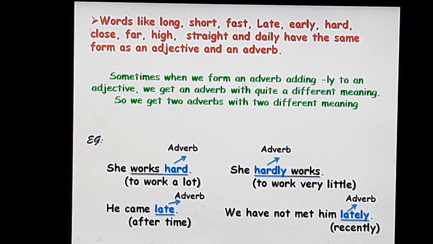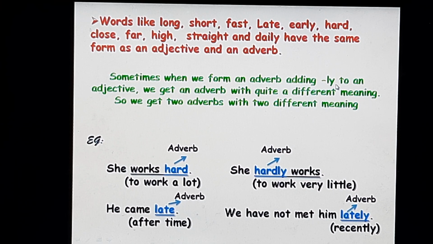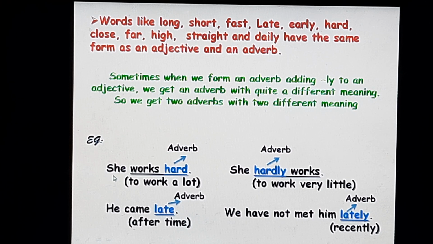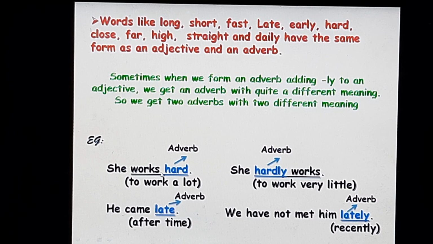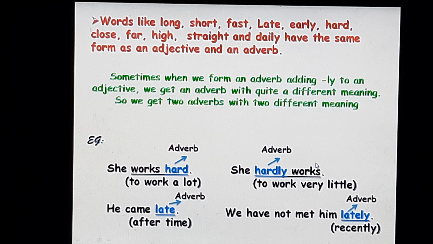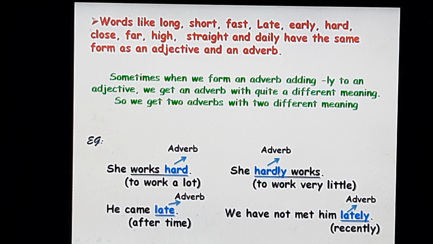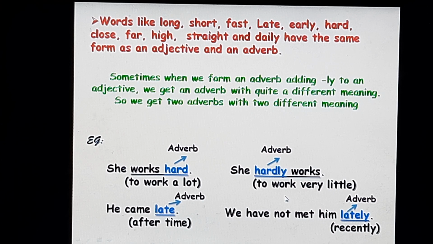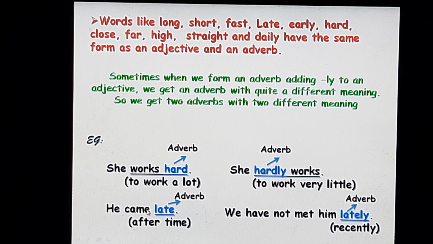Now, sometimes when we form an adverb by adding ly to an adjective, we get an adverb with quite a different meaning. So, we get two adverbs with two different meanings. Like in this example, she works hard. Works how hard? Hard is an adverb which means to do a lot of work. She hardly works. So here hardly is an adverb. Works how? Hardly. Here hardly is an adverb which means to work very little. Both are adverbs with different meanings.